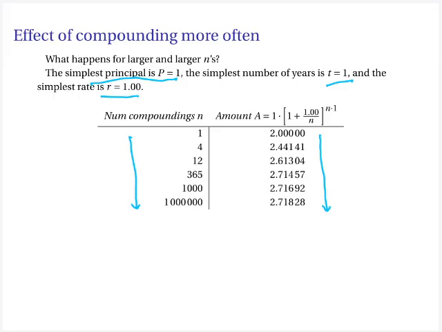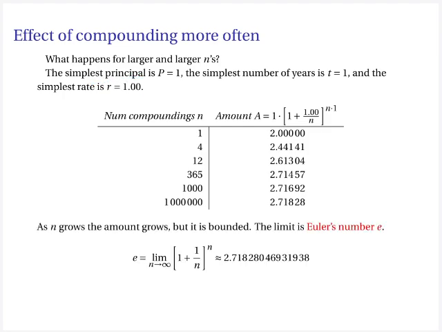Now, it grows in a way that is bounded. That is to say, there is a limit. When you take larger and larger n's, there is a limit to the amount of growth that you see. So as n grows, the amount grows, but in a bounded way. That limit is Euler's number, called E. So the definition of E is simply that it is the limit of the right-hand column above.